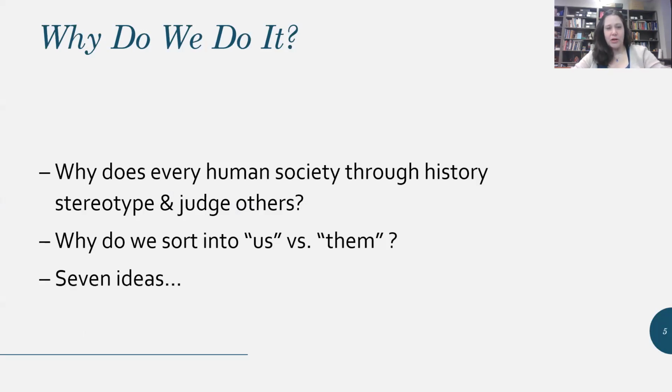when it comes to stereotypes and prejudice is, why do we do it? When we look at historical documents, when we look at current cultures all around the world, it seems like every human culture has stereotypes and prejudice. So why is it such a universal, ubiquitous tendency for humans to group people, to label people, to have these stereotypes, and then have these accompanying judgments?